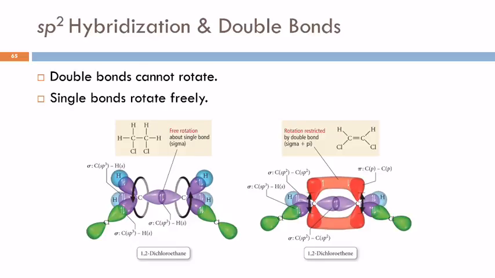Another thing that we observe experimentally is that single bonds can rotate and double bonds cannot. Get my little models here. So in this illustration, we have two similar molecules. This is 1,2-dichloroethane. This is 1,2-dichloroethene. The difference here is that this one has a single bond between the carbons, and this one has a double bond. The reason that this one has 2 more hydrogens is we have to fill out those valence octets, right?